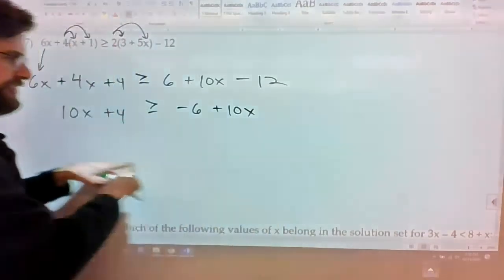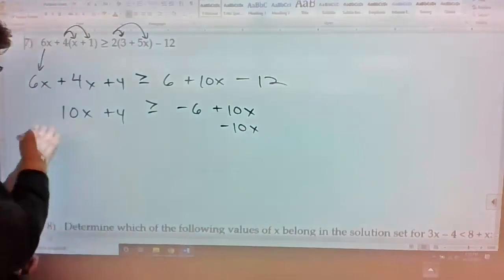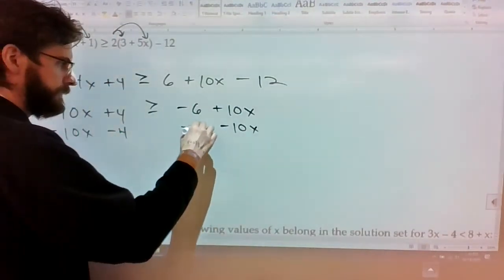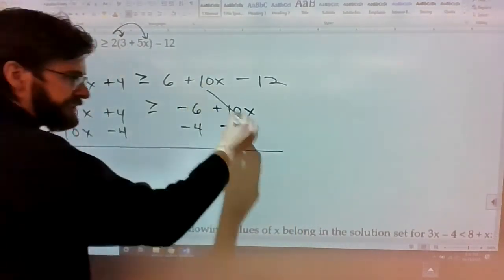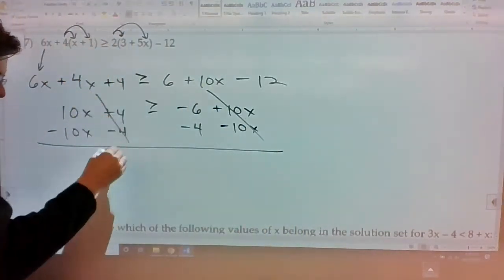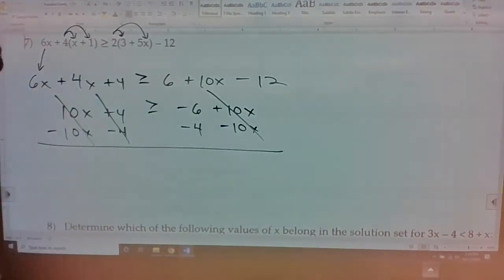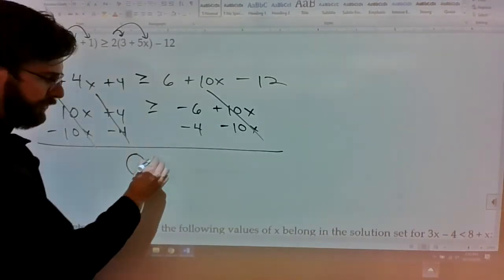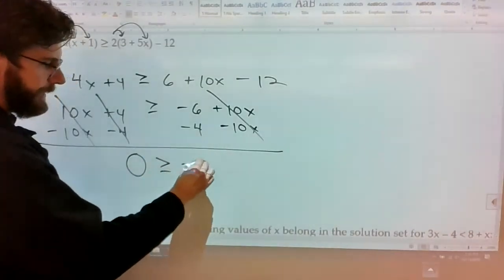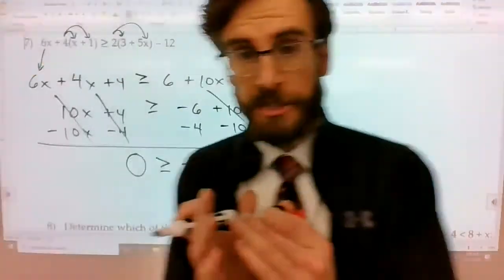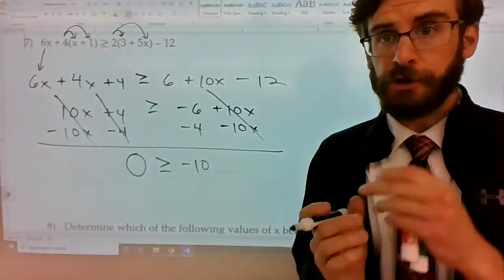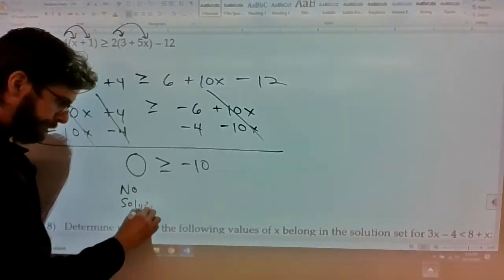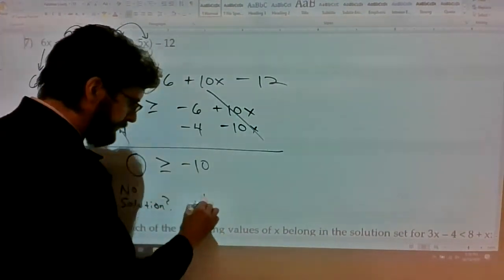Then we move the x's to the left, the constants to the right. X's cancel on the right, constants cancel on the left, but the x's also cancel again on the left. So you're zeroed out on the left-hand side. On the right-hand side, you're left with negative 10. Another special case. X is dropped out. You have to make a decision. Is it no solution? Or is it all real numbers?